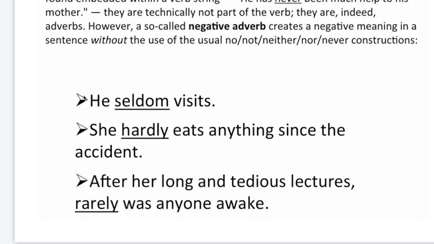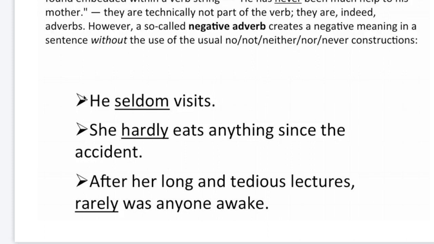These five words are very, very beautiful words and they mean he does not visit or he visits very rarely. She hardly eats anything, which means she rarely eats anything, she barely eats anything, she scarcely eats anything, which means she eats very, very little, almost negligible. She hardly eats anything since the accident. So you will not say she does not hardly eat anything. You will say she hardly eats anything. You don't need to put no and not etc. to make it negative. This sentence is already negative.